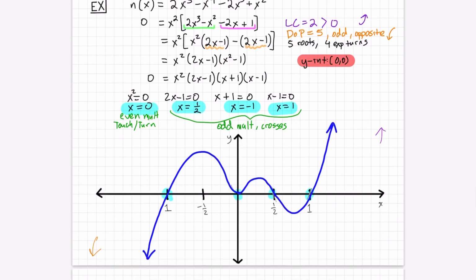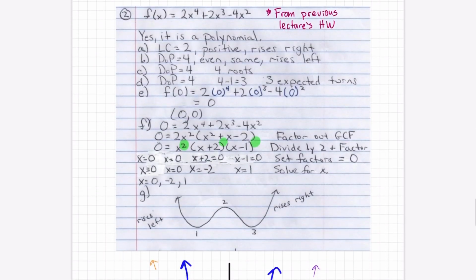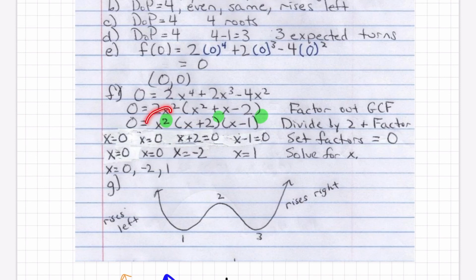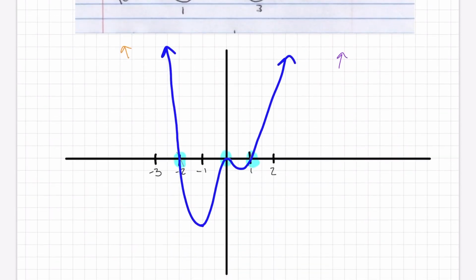And then just to show you one that you should have already done from your homework. Number 2 on your homework was 2x to the 4th plus 2x cubed minus 4x squared. When you did all that factoring, notice you ended up with x squared, x plus 2, and x minus 1. Well, this x squared is a multiplicity of 2, so it behaves like this. We have this multiplicity of 2 at that 0, but at 1 and negative 2 it crosses, so it behaves like this.